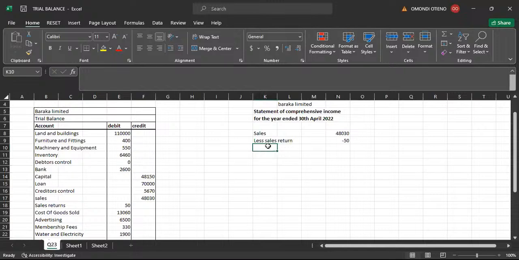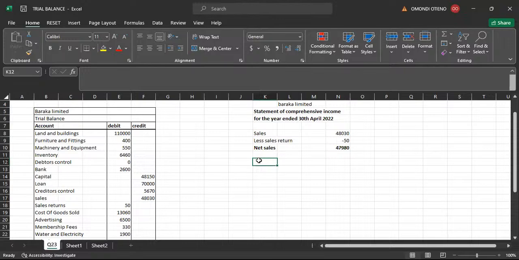So what do we call it? This one here, net sales. So that is the net sales value. That is the difference between those two, which is 47,980. So that's our net sales value. Then after getting sales there, we are now going to look at the cost of sales to get gross profit.